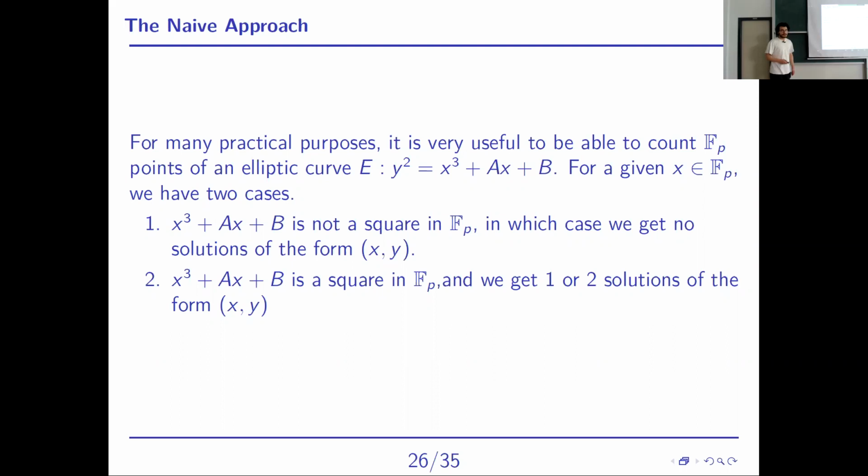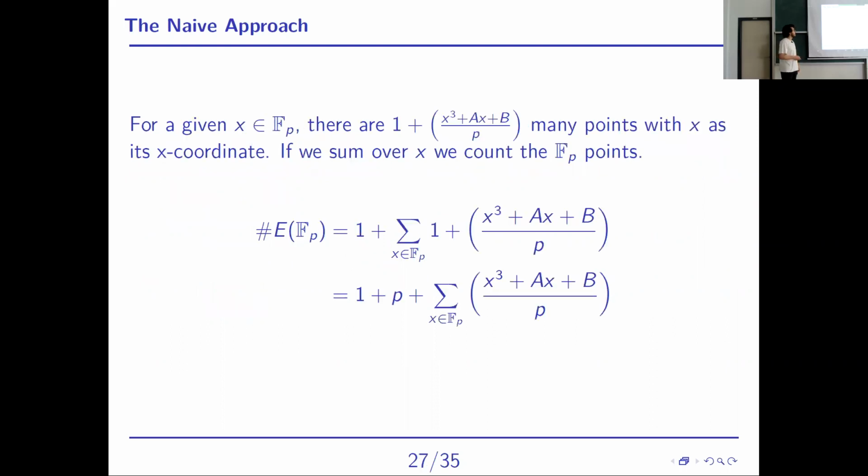The naive approach is the most straightforward approach that anyone could come up with. For a given x coordinate in our finite field Fp, for a prime p bigger than 3, we have two possible cases. Either this expression x cubed plus ax plus b is not a square in Fp. In that case, we don't have any solution of the form (x, y). If it's a square in Fp, if it's 0, we have one solution of the form (x, y). If it's non-zero, we get two solutions of the form (x, y).